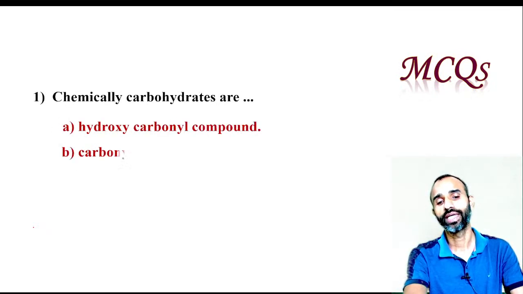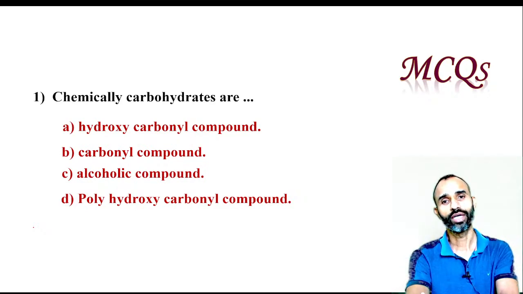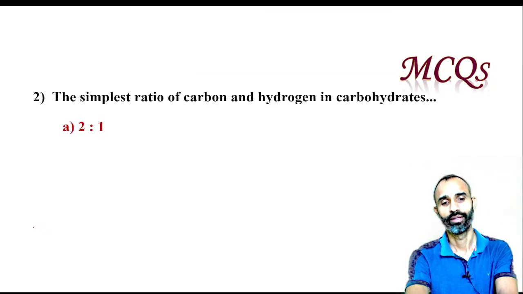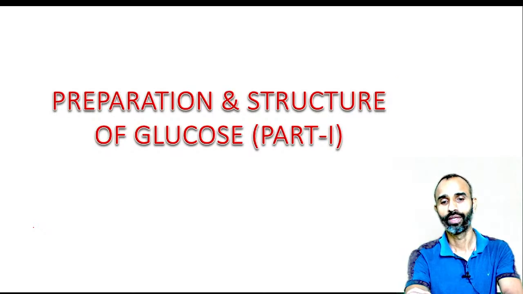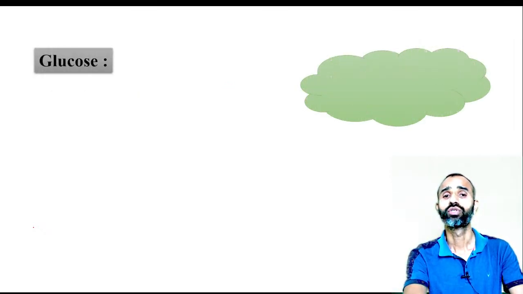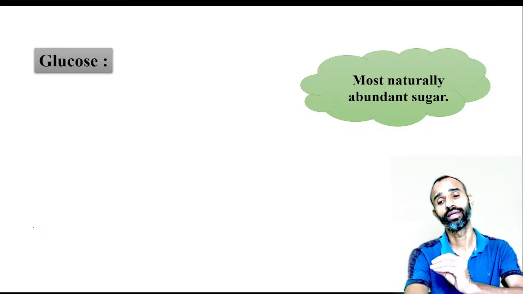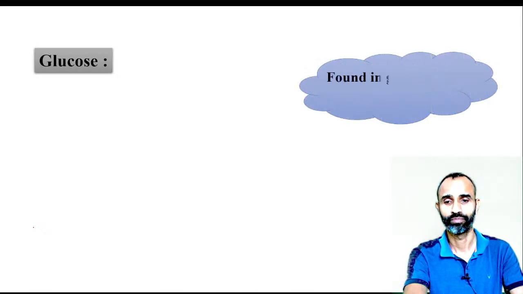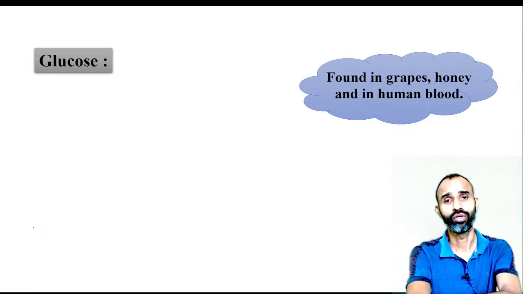Chemically, carbohydrates are polyhydroxy carbonyl compounds, that is, aldehydes and ketones. The simplest ratio of carbon and hydrogen in carbohydrates is 1:2. Now, preparation and structure of glucose is in our syllabus. What is the formula of glucose? It is C6H12O6, and it is the most naturally abundant sugar, found in grapes, honey, even in blood.